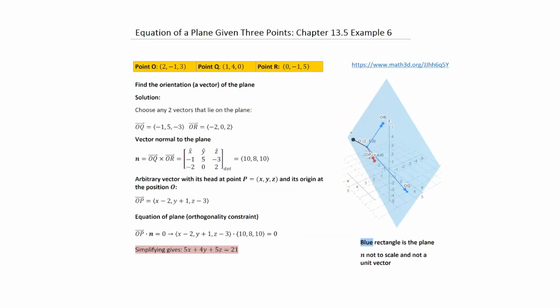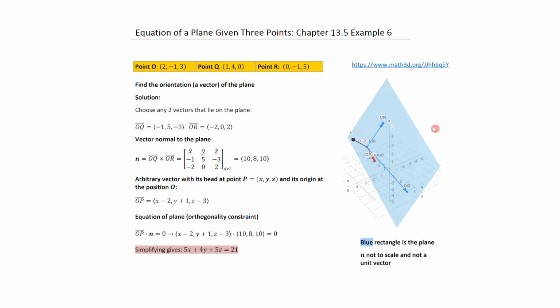All right, so let's look at 3 different examples involving planes and lines in some combination. This particular example is example 6 from chapter 13.5. What is the equation of a plane given 3 points in 3D space? So you're given a point O, a point Q, and a point R, each having specific coordinates. On the right, you see a visual indication of the plane that we're going to derive. The blue rectangular area is the plane, and I'll refer to the other vectors you see there as we walk through this slide.